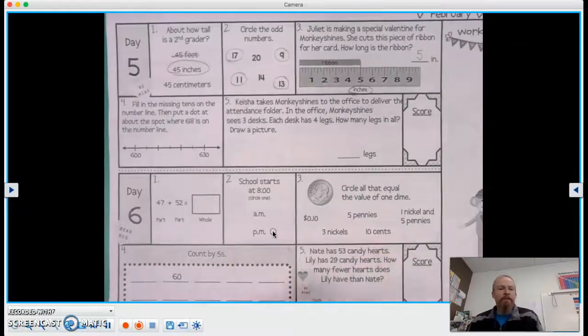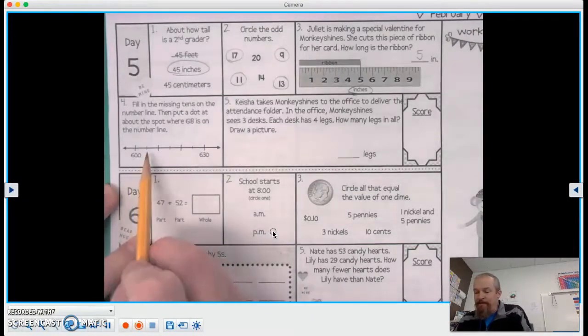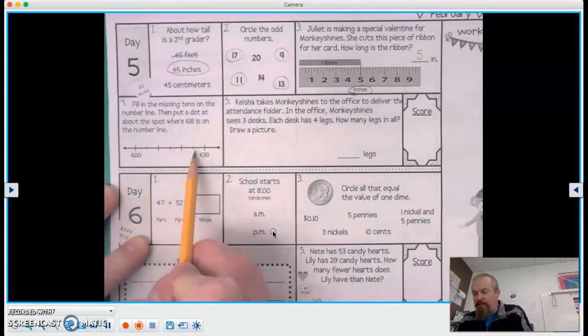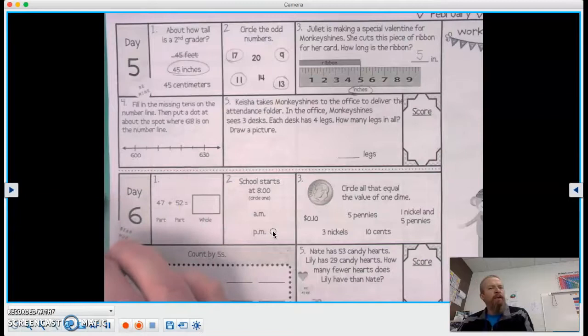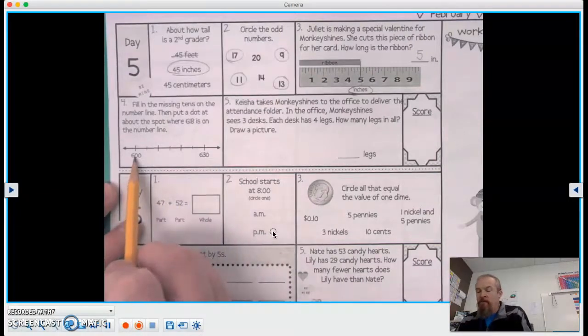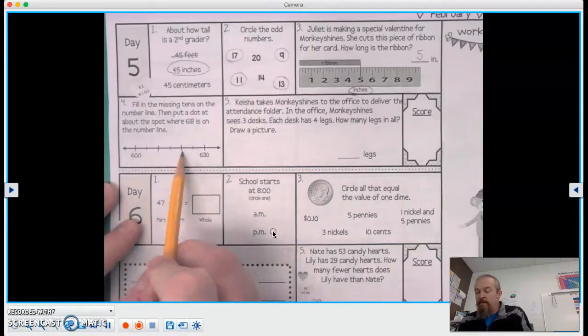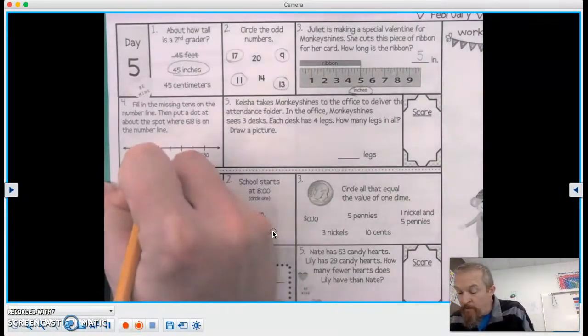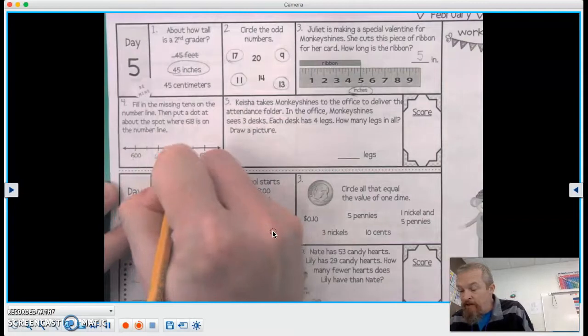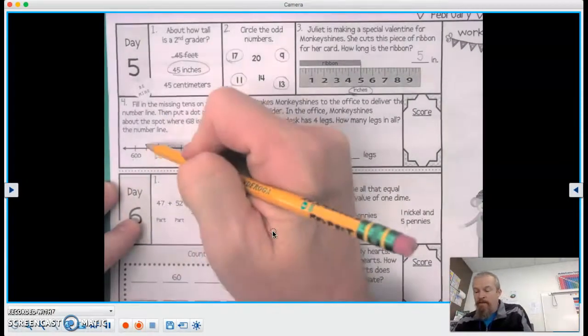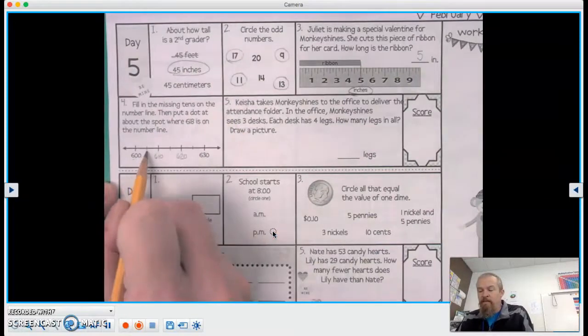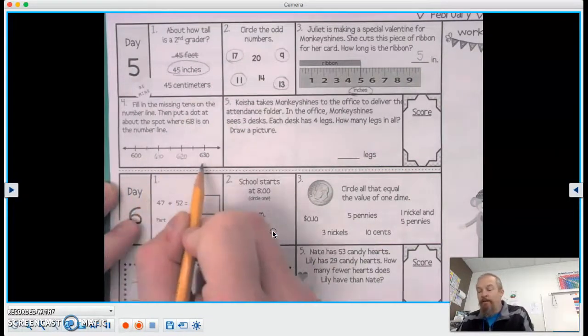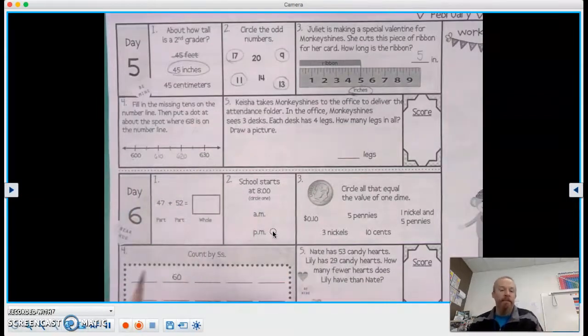Number 4, fill in the missing tens on the number line. Then put a dot at about the spot where 618 is on the number line. Let's see, 600, 610, 620, 630, 640, 650, 630. Oh, okay. So it can't be that. Let's go 600, maybe the big line, 610, 620. Okay, there we go. So this would be about 610, and this line would be 620. That means these are about 600, 605, 610, 615, 620, 625, 630. There we go. That makes sense.